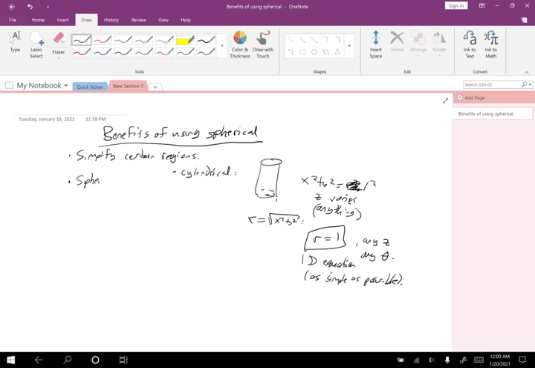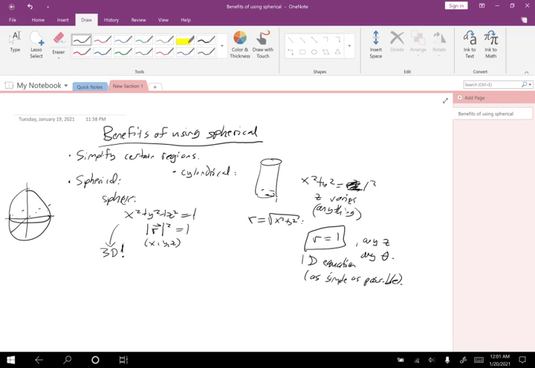So for spherical, you would hope that the sphere would benefit from spherical coordinates, and it very much does. The sphere is x squared plus y squared plus z squared equals 1. If you're not sure why it's z squared too, just think of it as the length of the position vector squared equals 1. And the position vector, of course, is x, y, z. Notice that it's a 3D equation, so it's not simple a priori.